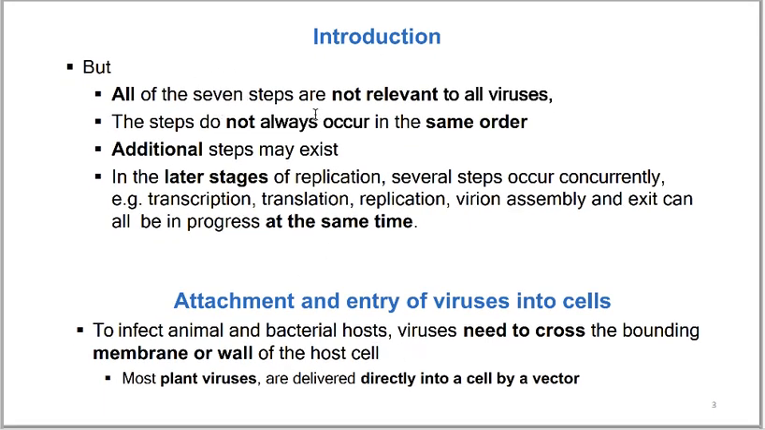But all of the 7 steps are not relevant to all viruses. The steps do not always occur in the same order, or there might be additional steps also. So in later stages of replication, several steps occur concurrently. That means transcription, translation, replication, virion assembly, and exit can all be in progress at the same time.